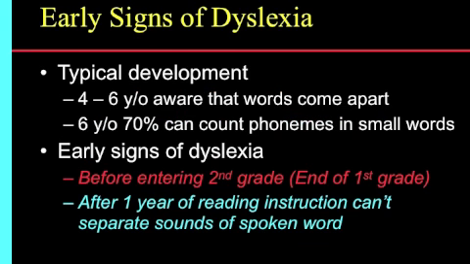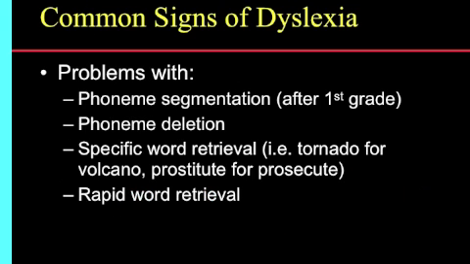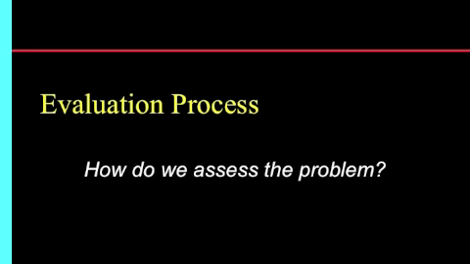By the time a child has finished the second year of reading instruction, they should be able to break their words into their sounds. That's what we call phoneme segmentation. So we should be able to do that. So we may see problems with phoneme segmentation, phoneme deletion, problems with specific word retrieval and rapid word retrieval. And as they're getting older, the teachers will be able to recognize this very quickly.